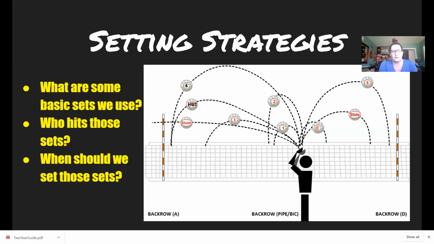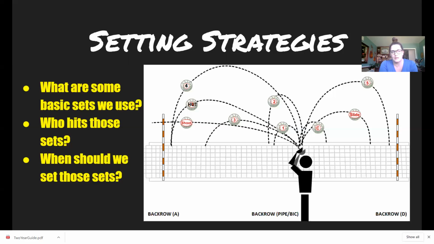Ultimately, the job as a setter is to set balls to hitters that we think, or they think, is going to give us the best opportunity to score points. Getting kills is really one of the only few ways to actually score points other than aces and blocks. So again, if you're earning points versus just having the other team make errors, really you're just trying to figure out, how can I score as a setter?